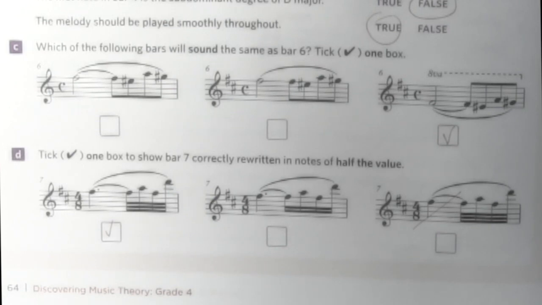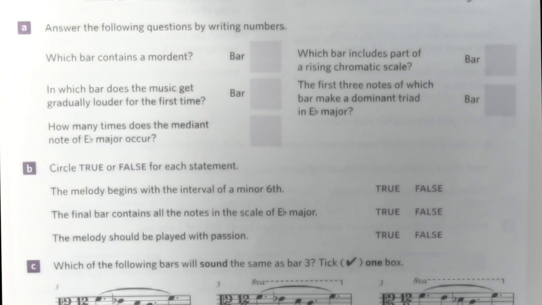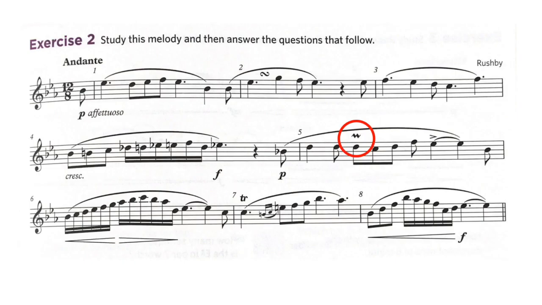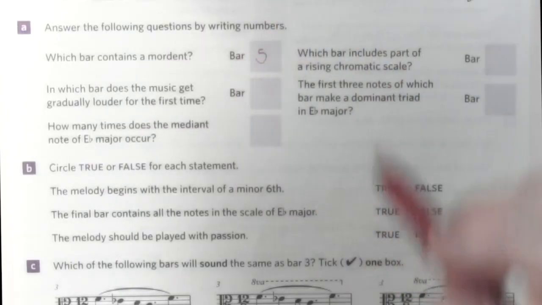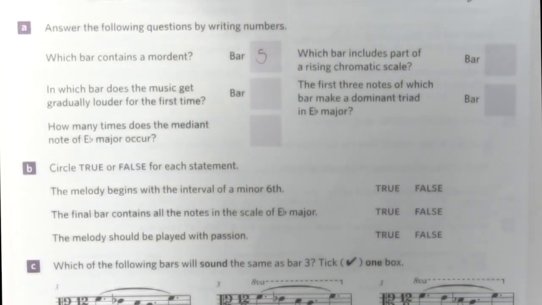Okay, the first exercise is sorted. Let's move on to exercise 2. Let's answer the questions again about this new piece by Rushby. Which bar contains a mordant? And the answer is bar 5, because this is the sign for the mordant. And it goes the note, a note up, and the note again.